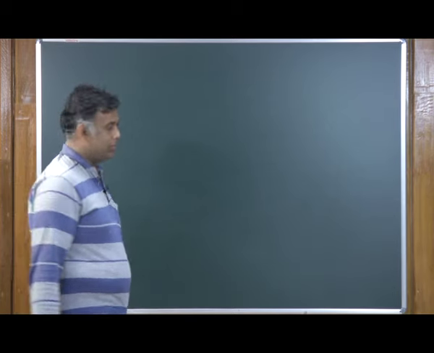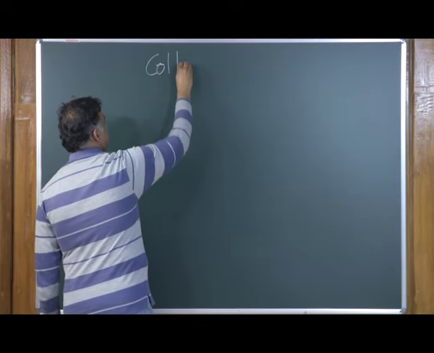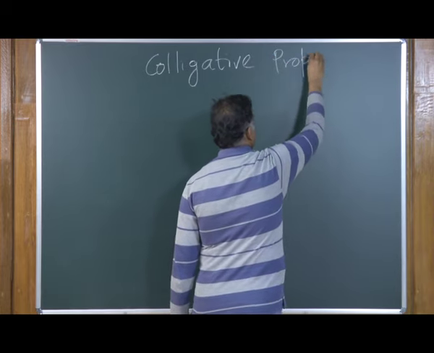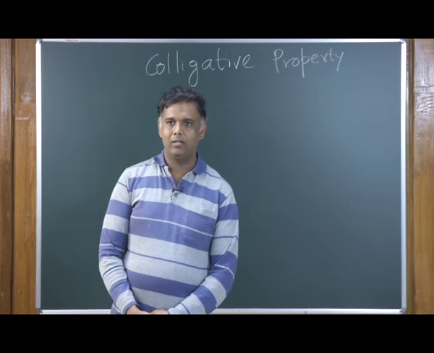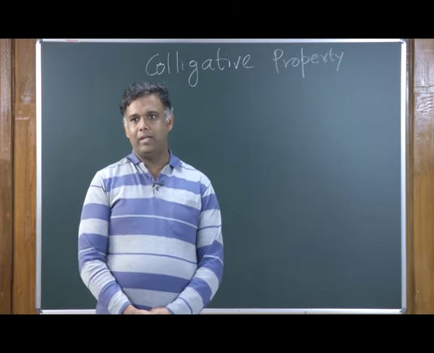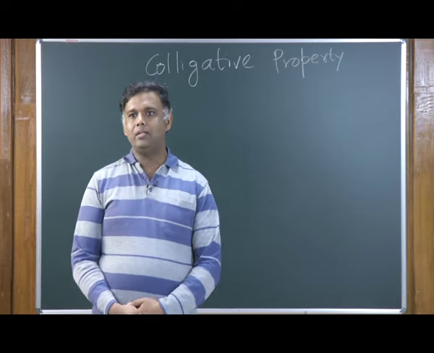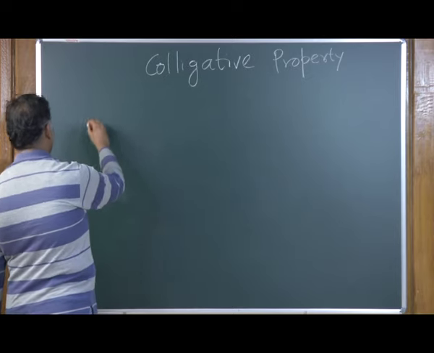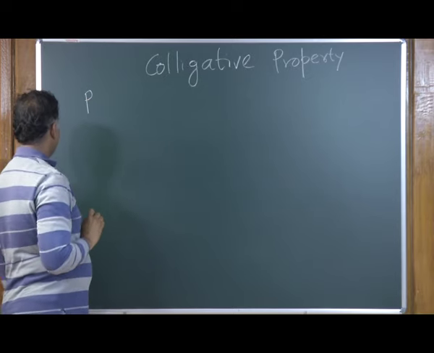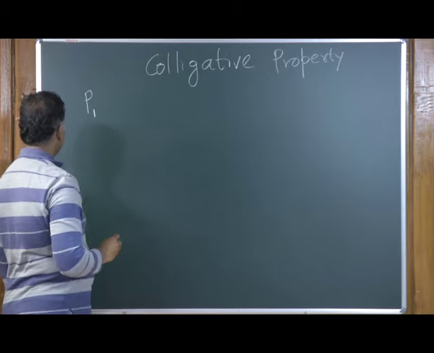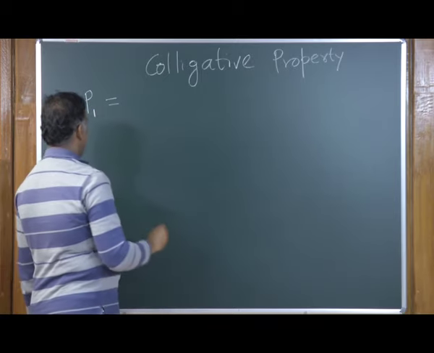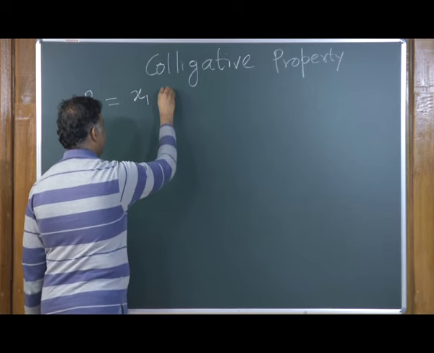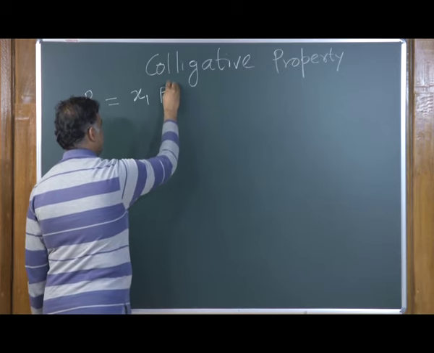So the next topic which we are going to discuss is colligative property. We have already learned that the vapor pressure of solvent in a solution is less than the vapor pressure of pure solvent, and this relationship is given by Raoult's law. The vapor pressure of solvent in solution is given by mole fraction of solvent multiplied by vapor pressure of pure solvent.